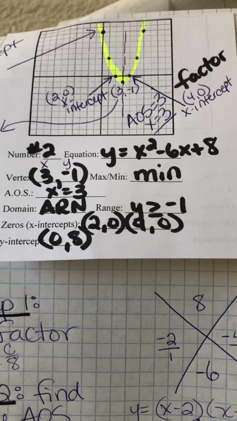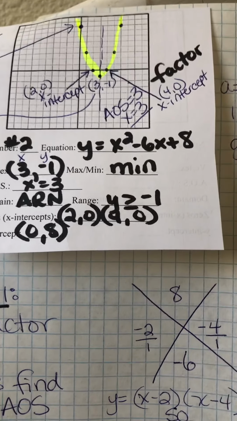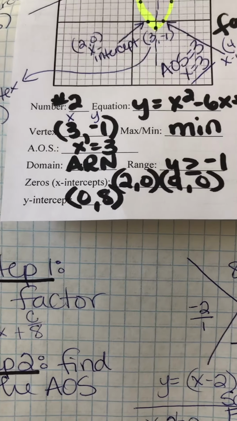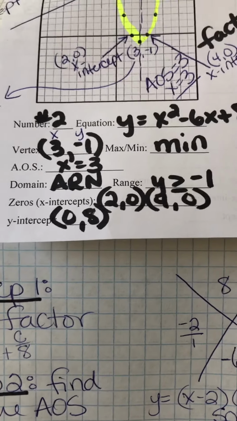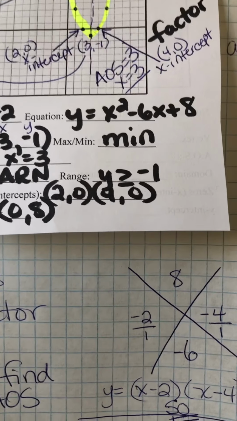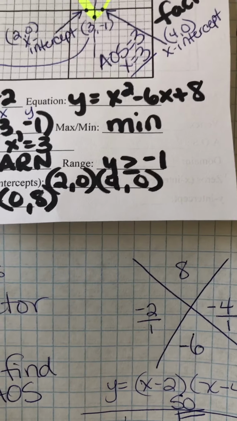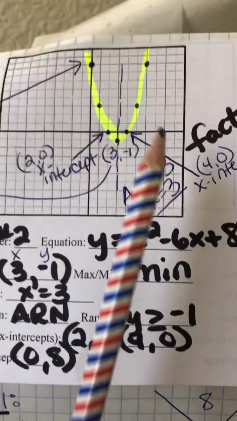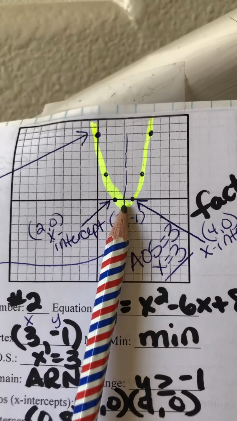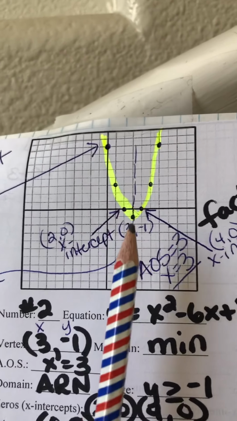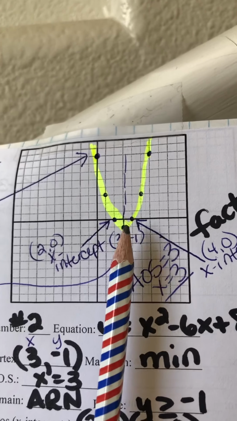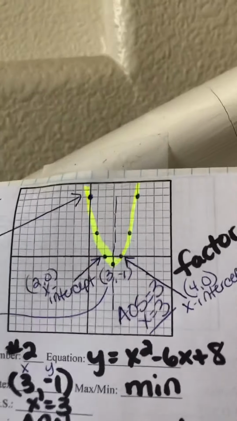So we have our vertex 3, -1. We know it's a minimum. Our axis of symmetry is x equals 3. Our domain is ARN, which is all real numbers. Our range is y is greater than or equal to -1. And how do I know that? Because we have a minimum vertex. Y cannot be any less than that point, so it's going to be greater than or equal to -1.